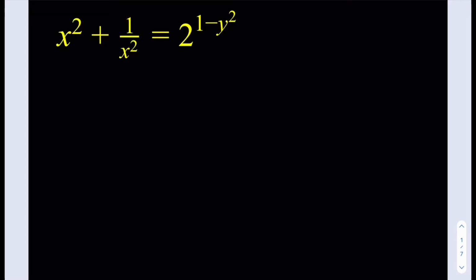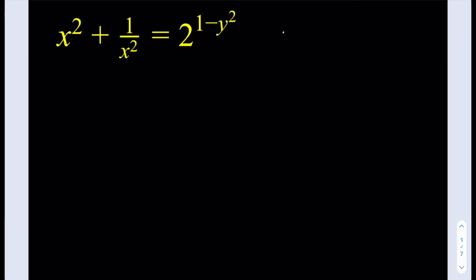We have x squared plus 1 over x squared is equal to 2 to the power 1 minus y squared. So if we only had one variable, then we could hopefully proceed like normal. But now we have two variables. And it's not a system of equations, right? We only have one equation, but two variables. So how do we go about that? Well, in these cases, most of the time we use inequalities. So that's what we're going to do today. Let's go ahead and use an inequality.